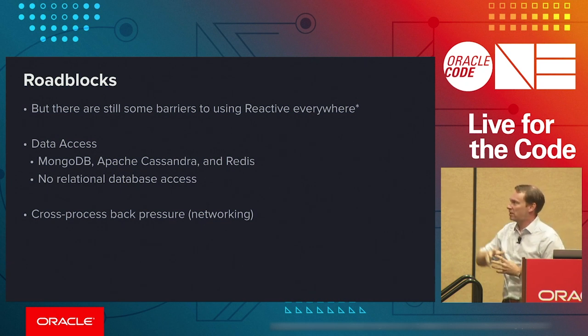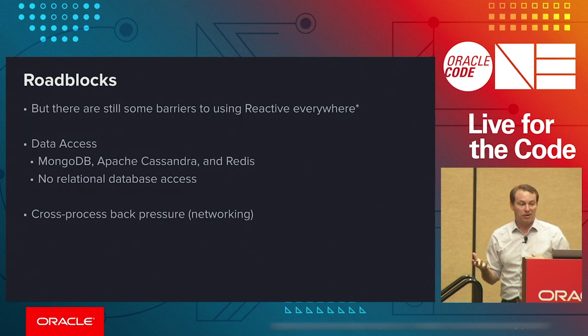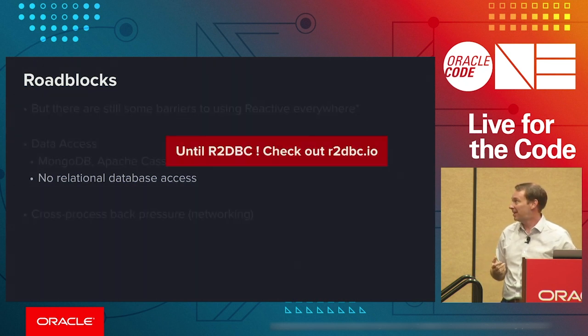But if we take a look at some of those barriers, one of the first big ones is data access. So right now, if you want to access a data store in some sort of asynchronous way, we have MongoDB, Apache Cassandra, Redis, sort of the NoSQL databases. We don't yet have reactive databases, although there is this R2DBC project that is also one of my projects that is aiming to rectify that, so if you're interested.